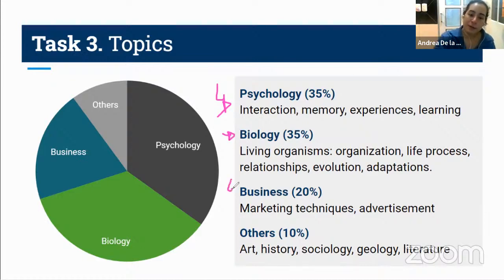And for business, there are plenty of podcasts that you can listen to that will help you create more vocabulary, in case you don't already have vocabulary for business, right? So that would be my suggestion, okay? That's why I'm telling you what the topics are, so you know what to expect and you can be better prepared. Is that okay? Do you guys have any questions so far?